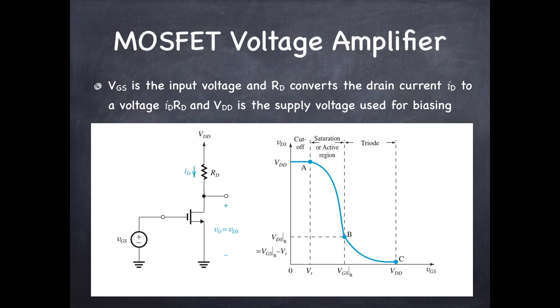When VGS goes on increasing, when it becomes great enough at point B to make VDS lower than VGS by VT volts, then we reach the triode region where this VDS decreases more slowly. So the segment of greatest slope is from A to B.